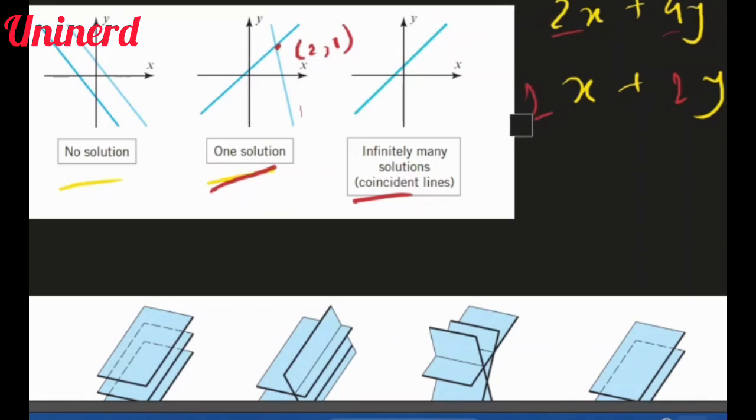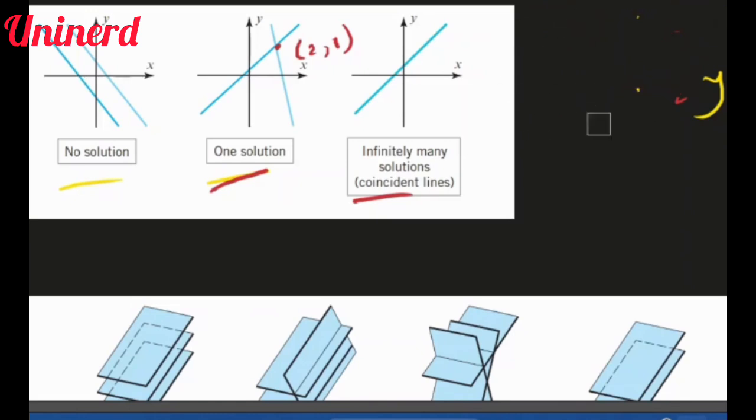So in this case, this line and this line are the same line. They look like different lines, but they have the same position, right? They are coinciding with each other, on top of one another. So in this case, we will have infinitely many solutions.